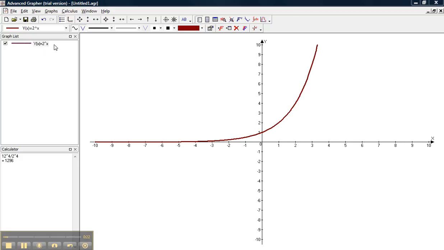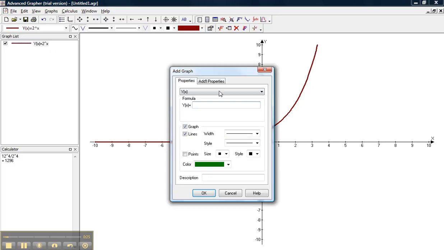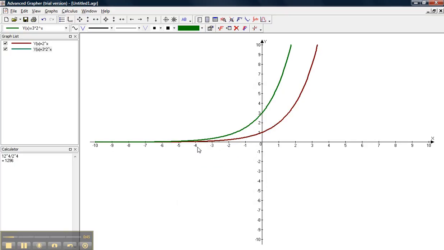Well, let's look at some patterns here. Let's look at 3 times 2 to the x power. What do you think is going to happen? Well, let's see. Let's change this. It looks the same. The only difference is this changed to 3.